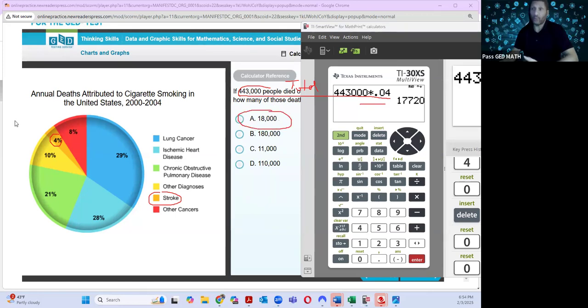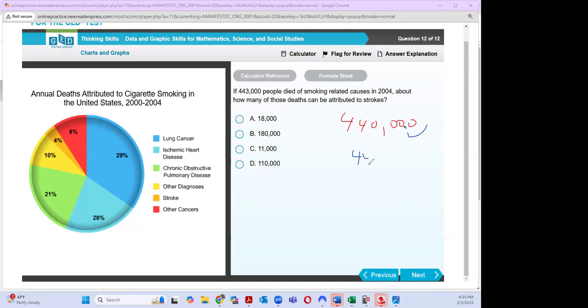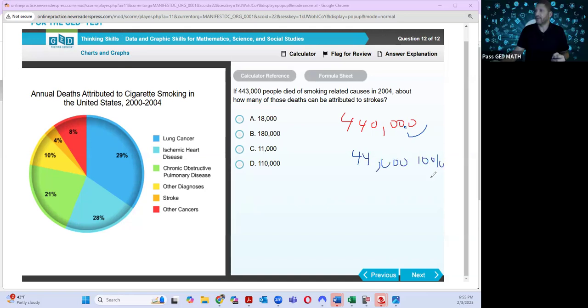Now, another way you could have done it, and again, I like the common sense way: I'm just going to round off. This is 440,000. I know 10% is moving that decimal one place, so that's 44,000. That's 10%. 5% is half of that, about 22,000. So I know my number is slightly less than 22,000. It can't be 108,000, can't be 110,000, can't be 11,000. I'm done.